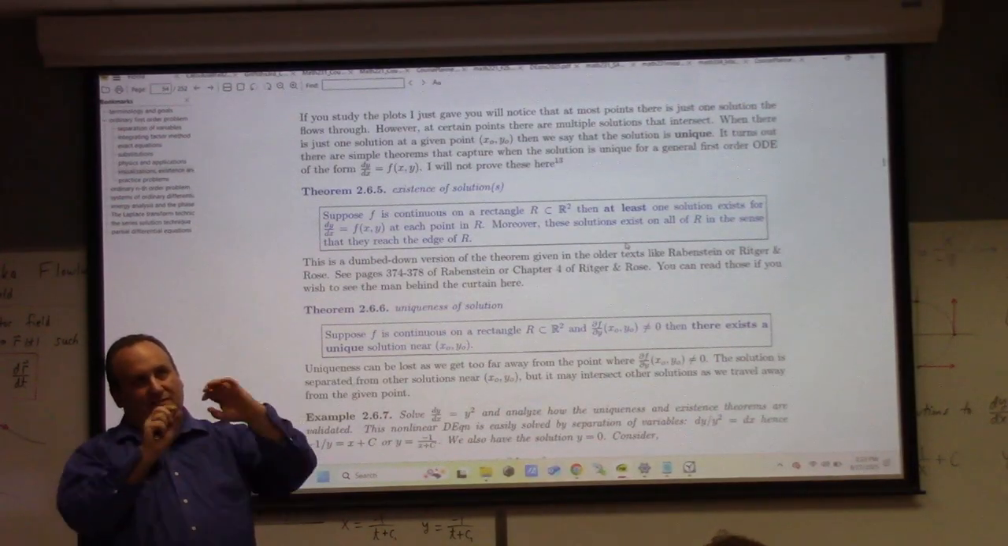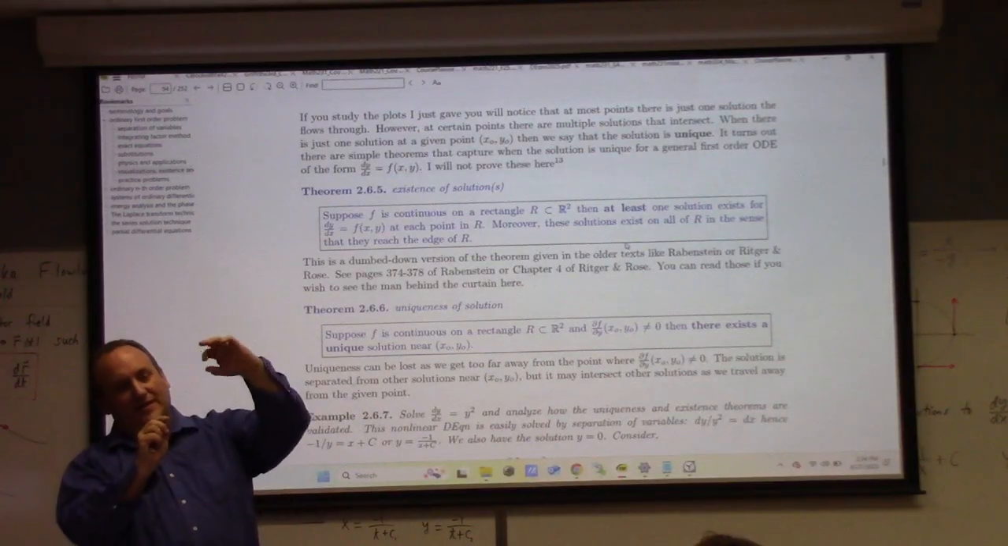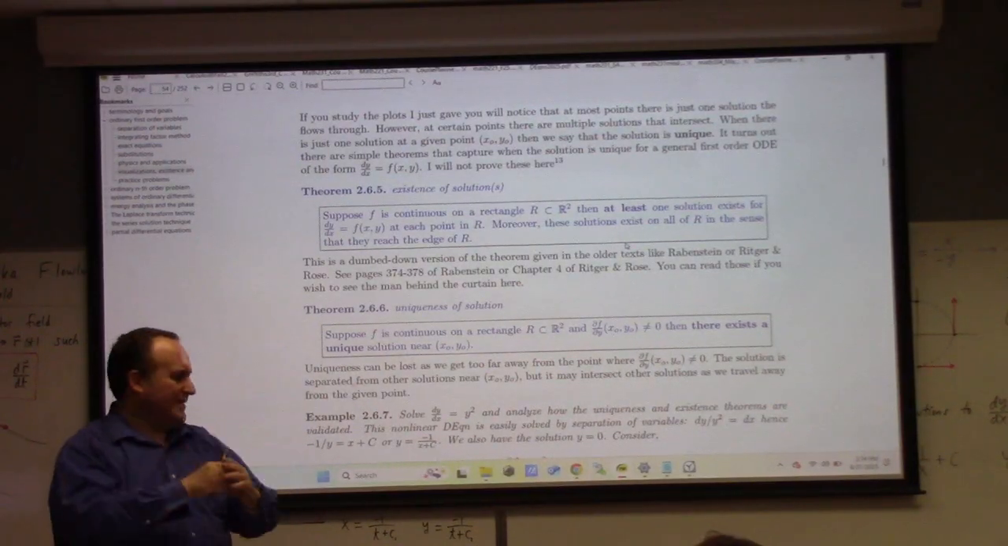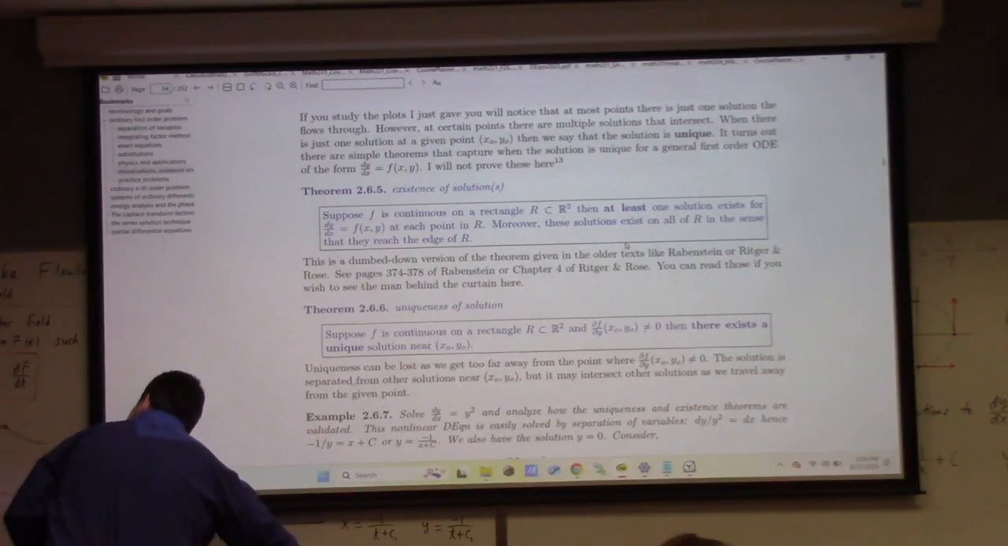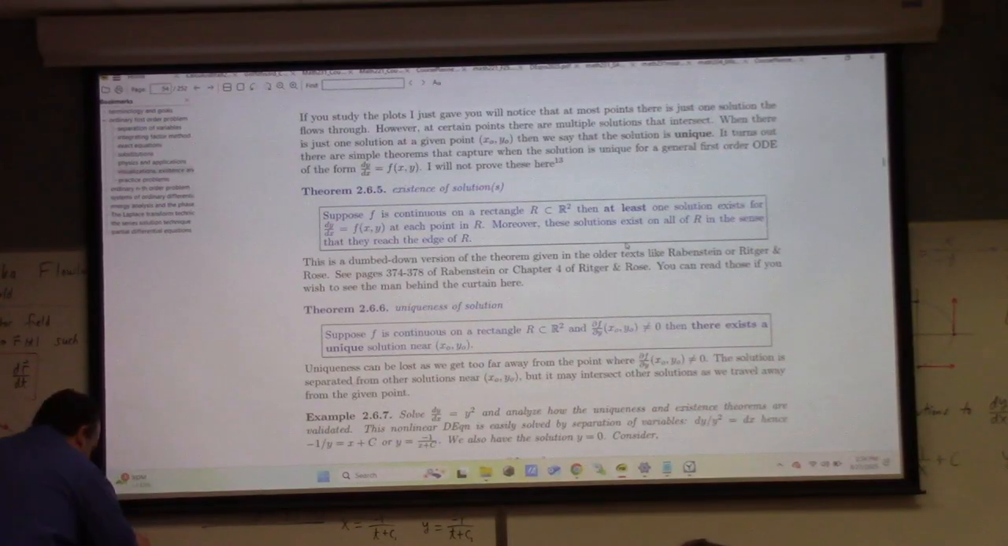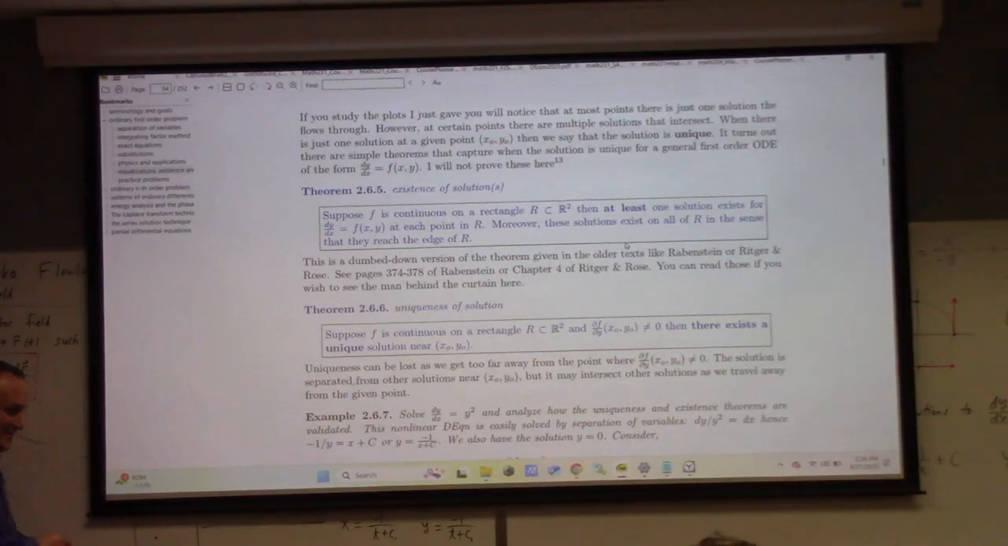Or I should say until it maxes out in the y. So the domain might not be the whole x, but these things are easier drawn than spoken. Here's the rectangle. I have a solution like this, right? Suppose the solution goes through that point. The solution might go like this. That might be all I get. But I am guaranteed that it at least goes to the edge of the rectangle.